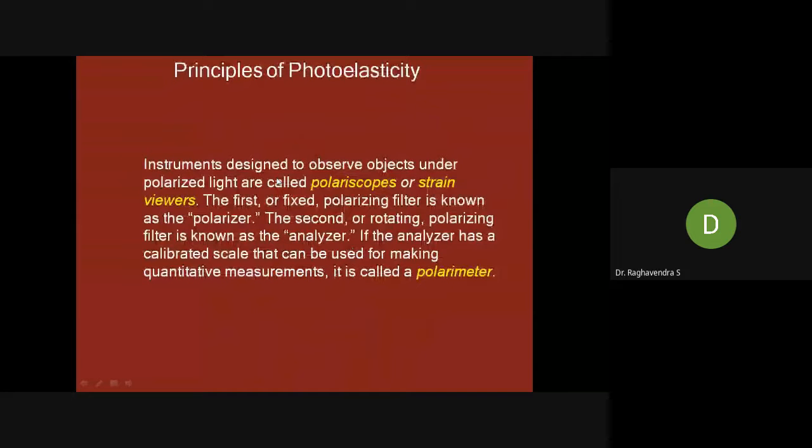So what are the principles of photoelasticity? The instrument designed to observe objects under polarized light is called a polariscope. The arrangement of polarizer, lens, and light, all these things together, are called a polariscope or strain viewer. Dear students, you should always remember that in the experimentation part, we are not directly measuring the stress. In all our experiments, we are measuring strain. From the strain, we are calculating the stress. I think this is a fundamental thing you should keep in your mind.